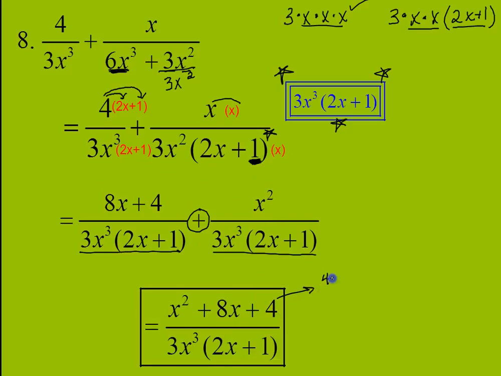Again, can we factor this? 4 is 4 times 1 or 2 times 2. Will that ever give me 8? Nope. So you can't factor, so you are done.